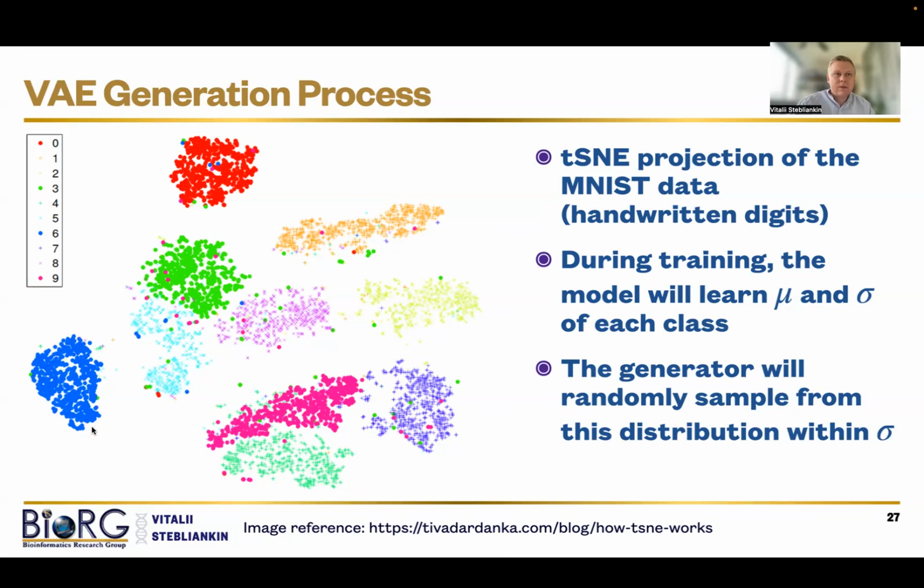Since during the training we learned the mean and standard deviation of each class, if you provide an input image from this cluster, let's say from the red cluster, which is the zeros, our model is going to know what digit it is, and it's going to guess the mean and standard deviation. So we will get something closer to the centroid, right? And then the model will randomly sample from this distribution and generate some new unique image that is within this standard deviation sigma. So the variational autoencoder is able to generate unique data.